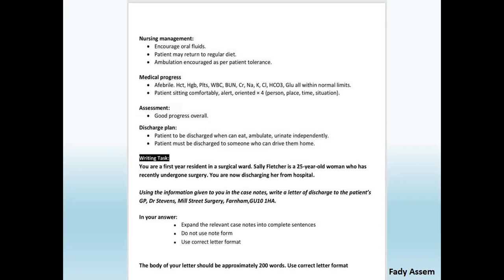This is really important because if I'm going to write this letter to her GP, that means all the information regarding social history, medical history should not be written. And this is the information about the patient's GP. So let's see a sample answer for these case notes.